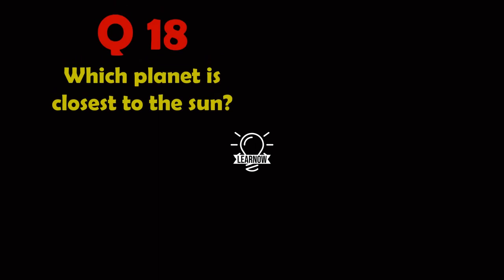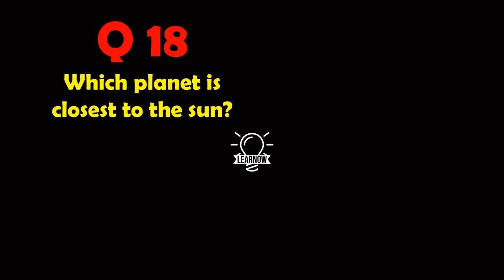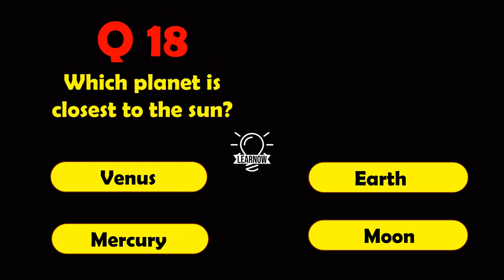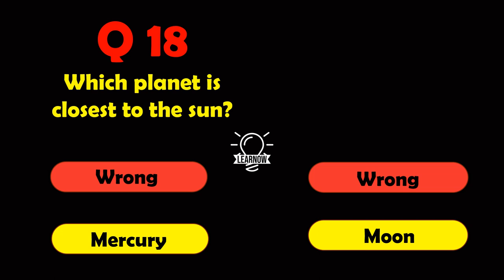Next question, question number 18. Which planet is closest to the Sun? Here are the options: Venus, Earth, Mercury or Moon. Let's find out the correct answer. Is Venus the closest planet to the Sun? No, it is not. Is it Earth? Earth is wrong. So is it Mercury?